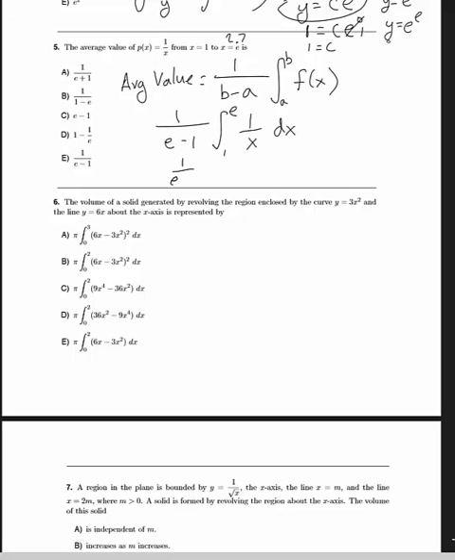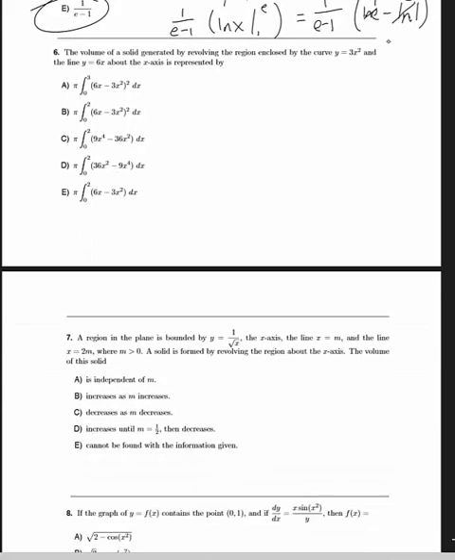Now that gives us 1 over e minus 1. Integral of 1 over x is the ln of x from 1 to e, and that gives us 1 over e minus 1 times ln of e is 1 minus ln of 1 is 0. So that's 1 and that's 0. So we just have 1 over e minus 1 times 1. So that's choice E.